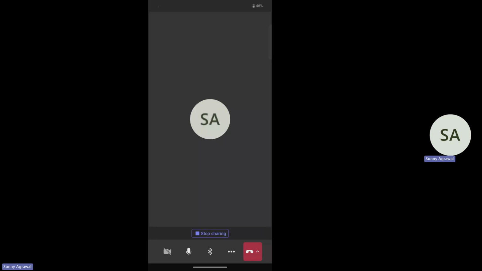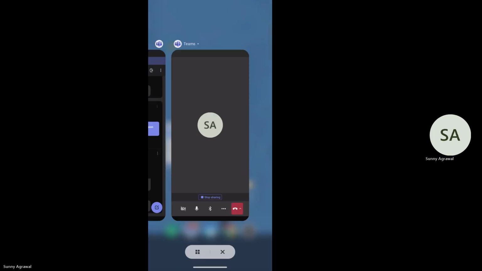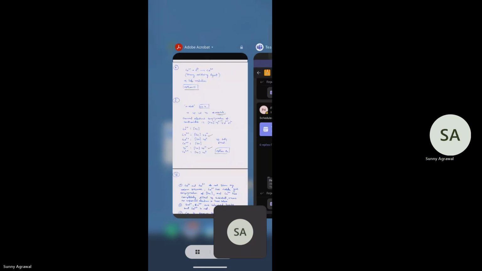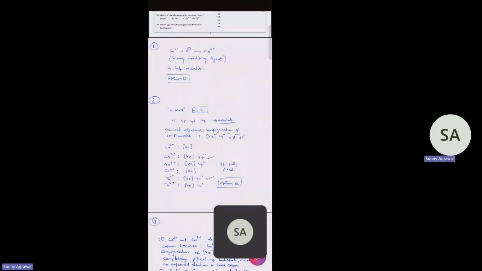Today we are going to discuss solutions for the d-block worksheet. I'm sharing my screen. Okay, so these are the solutions.